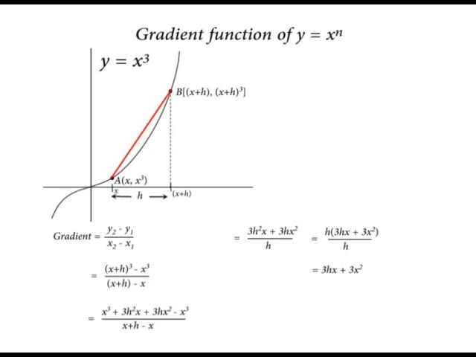Again, as B approaches A, h becomes smaller and smaller. It can be ignored and replaced with 0. And so we shall have 3hx plus 3x squared becoming 3x squared. This is the gradient function of y is equal to x cubed.